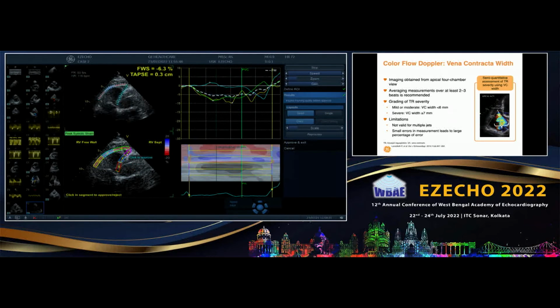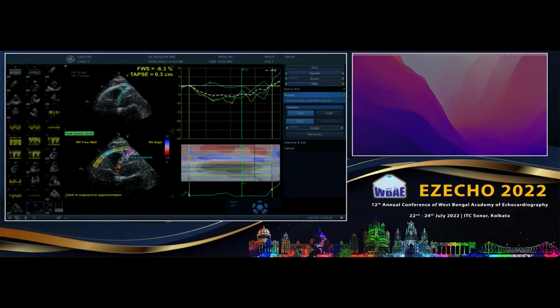Yeah, now we change the patient. We'll go to the cardiomyopathy next. Hypertrophic cardiomyopathy, okay? Free wall strain only. HOCM patient you have? Okay, you have to do the border.